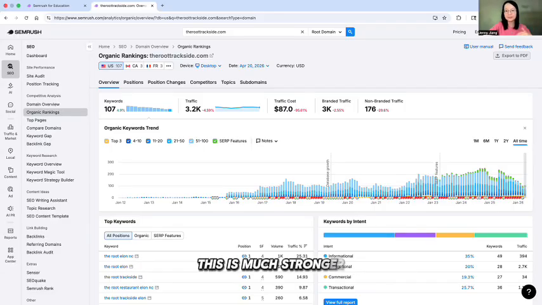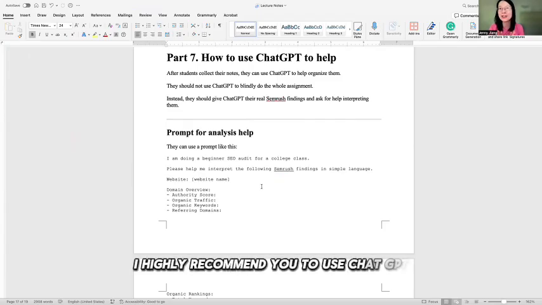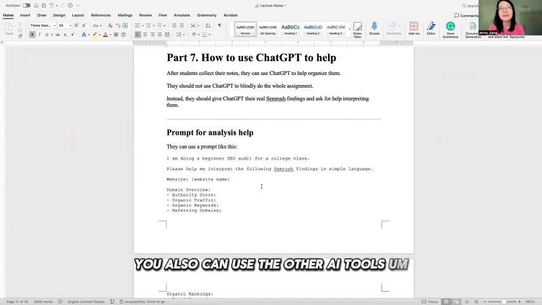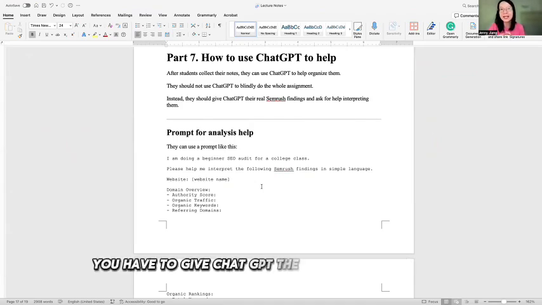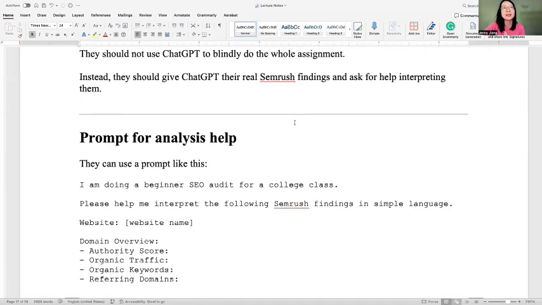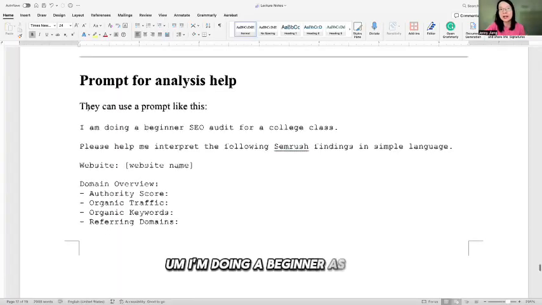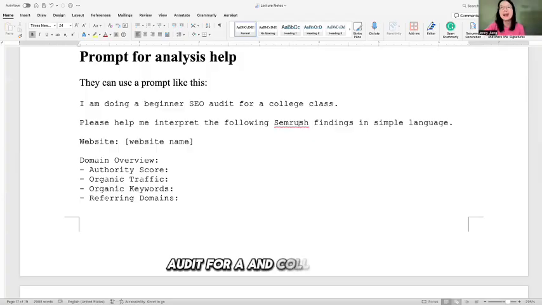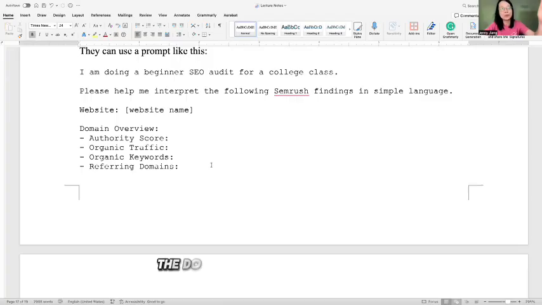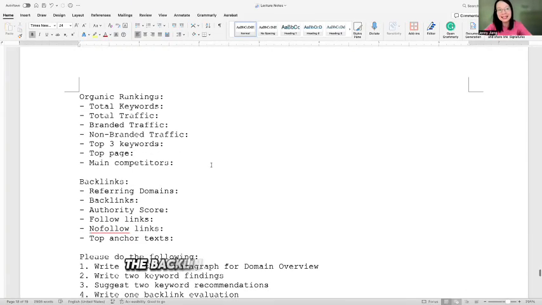This is much stronger. For this project, I highly recommend you use ChatGPT to help you a little bit. You can also use other AI tools. You have to give ChatGPT the real Semrush findings and ask for help interpreting them. So this is a prompt for analysis help: I'm doing a beginner SEO audit for a college class. Please help me do this. The website is, the domain authority score is, the organic ranking is, the backlinks are.